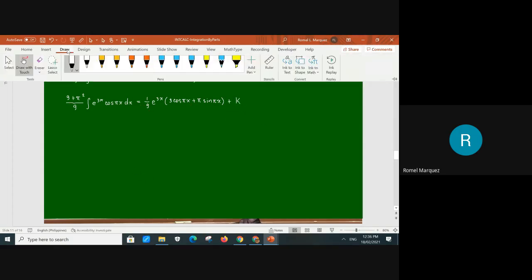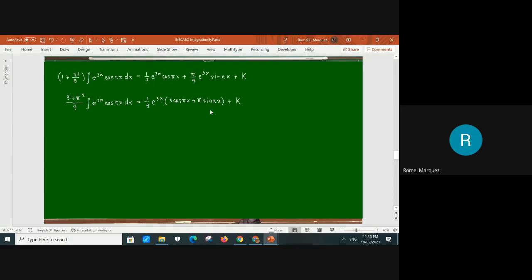I can now divide each side by what? Ah, multiply each side, by 9 over 9 plus pi squared, so that this coefficient on the left side becomes 1. Because we are interested only in the integral of e to the 3x cosine pi x dx.